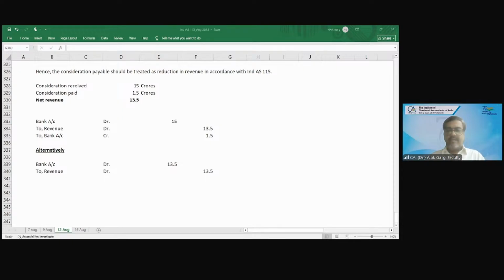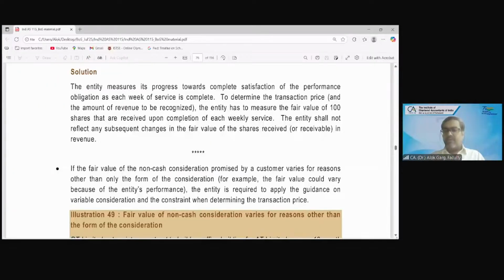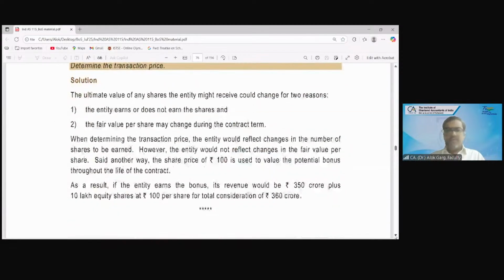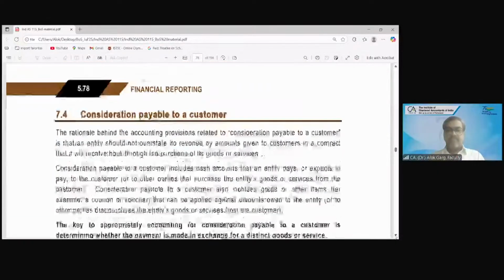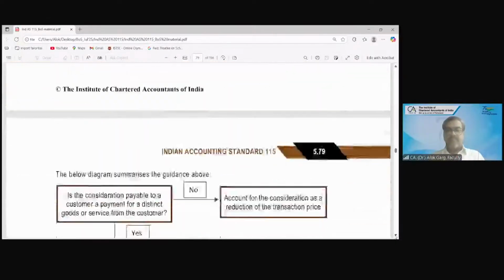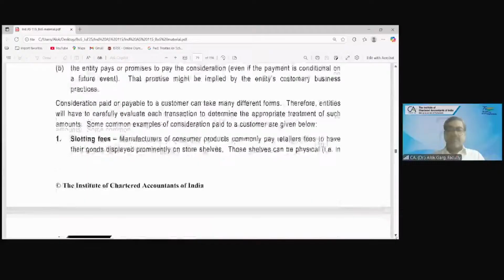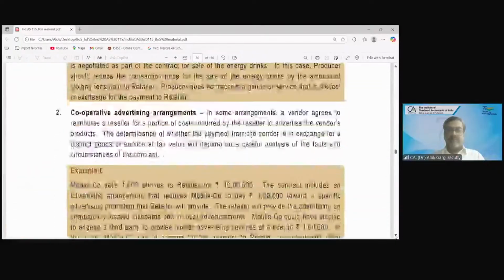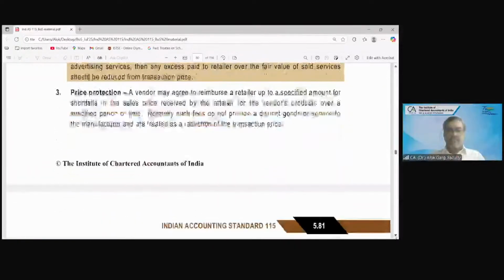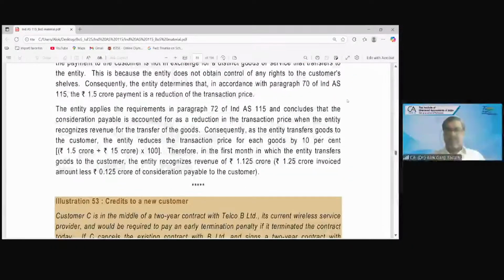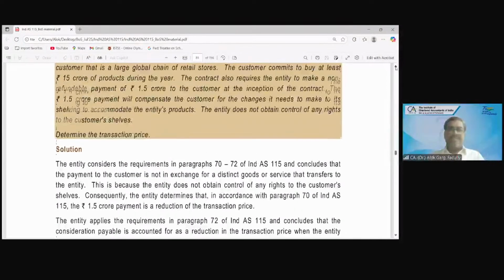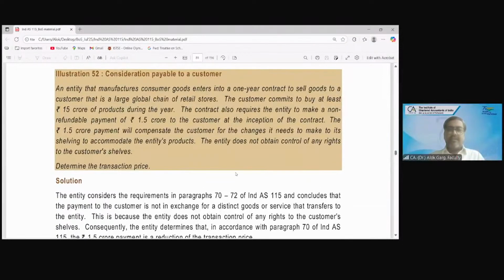So let me go to the module. What does it say? So let's read the answer. It is a 1-year contract. Okay.